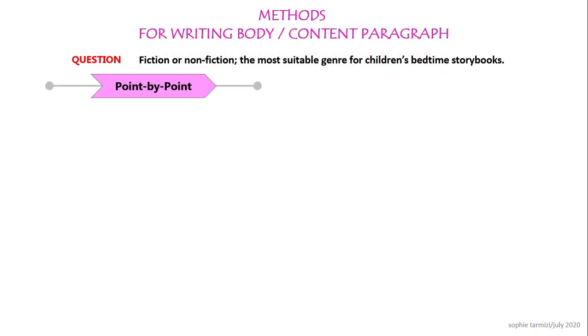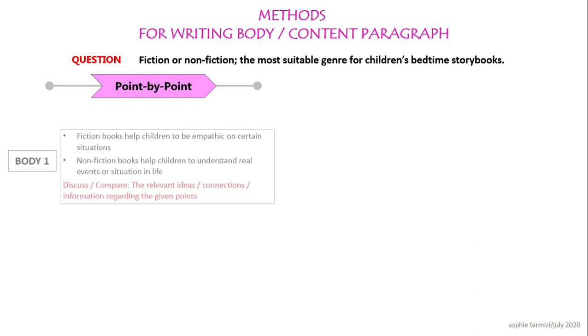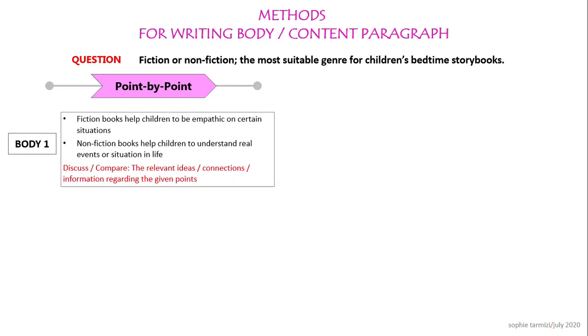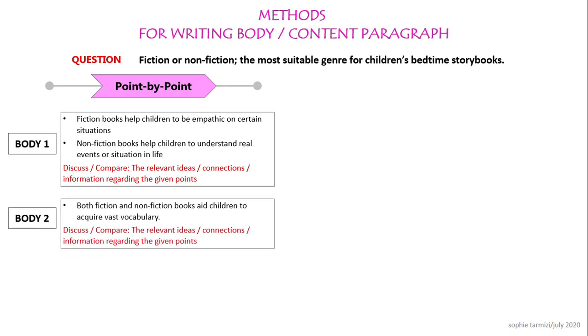Okay, for the writing process, body or content paragraph, I have two methods here, point by point. So take a look at body 1. Fiction books help children to be empathic in certain situations. Non-fiction books help children to understand real events or situations in life. Discuss, compare the relevant ideas, connections, information regarding the given point. So I have given here 1 point each for fiction and non-fiction.